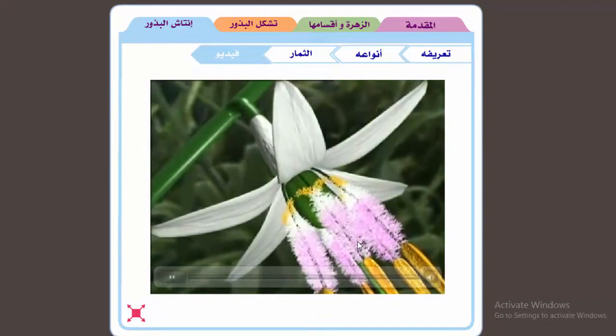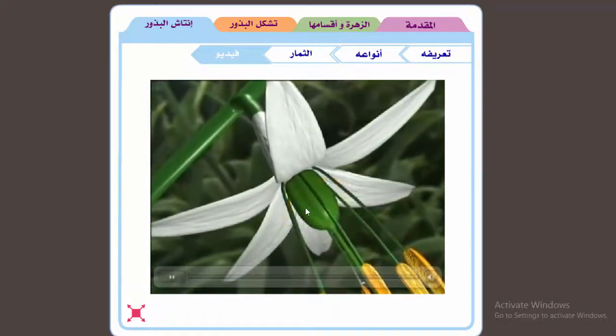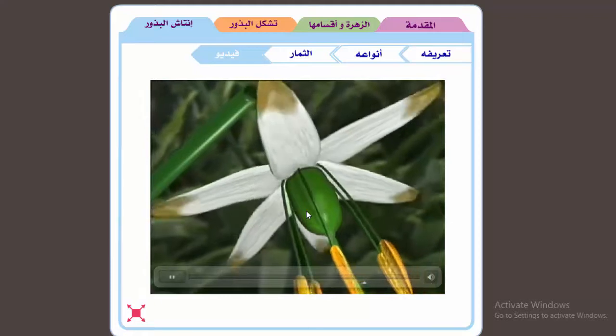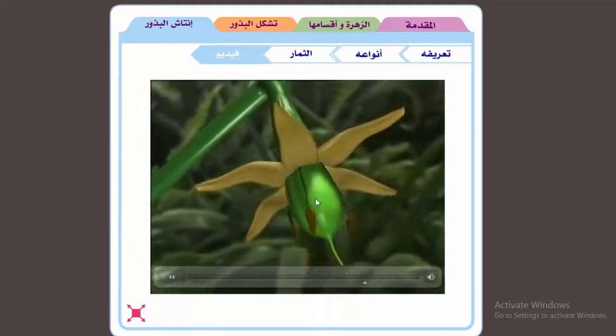After the ovules are fertilized, the flower undergoes several changes. Many parts begin to wither. Eventually, these parts are shed.